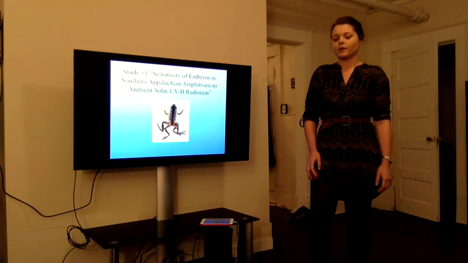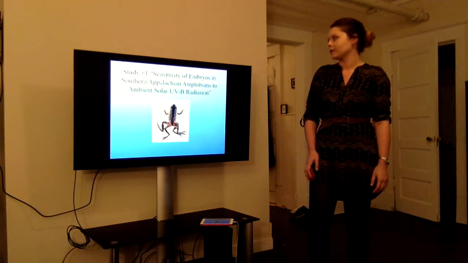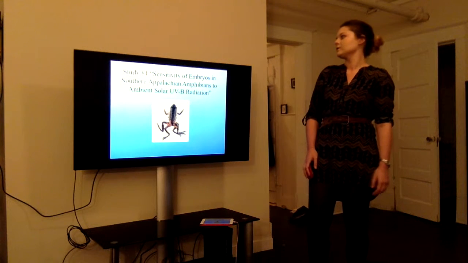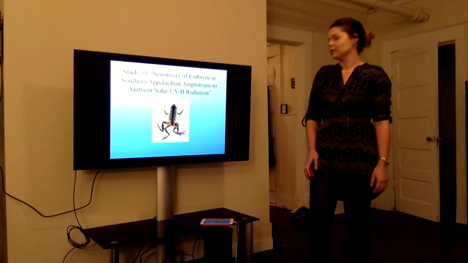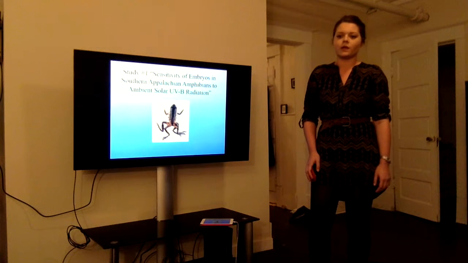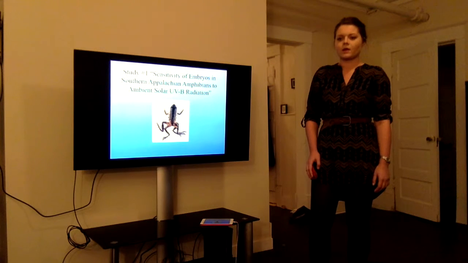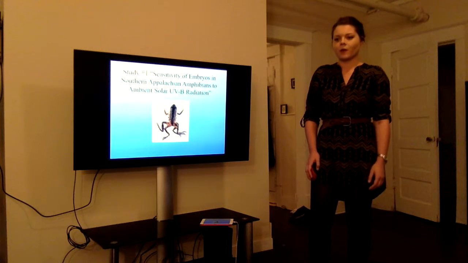The first study, conducted in 2000, called Sensitivity of Embryos in Southern amphibians to ambient solar UVB radiation. This study explains that ambient UVB radiation can kill or deform amphibian embryos, and that amphibians in high latitudes are at higher risk. However, they are affected worldwide.